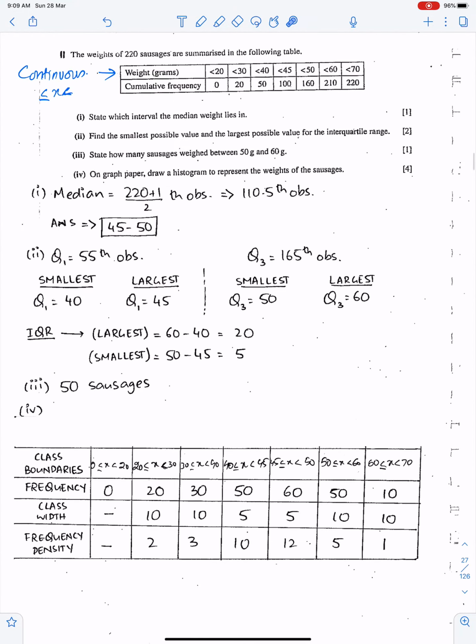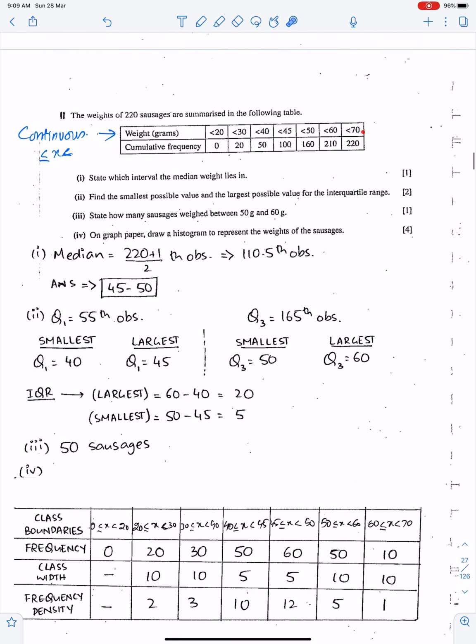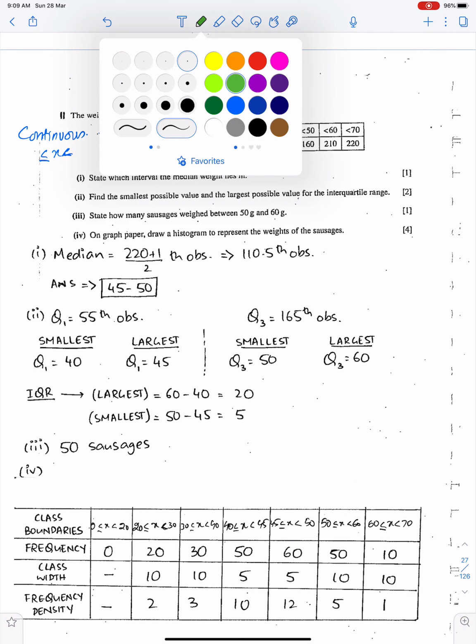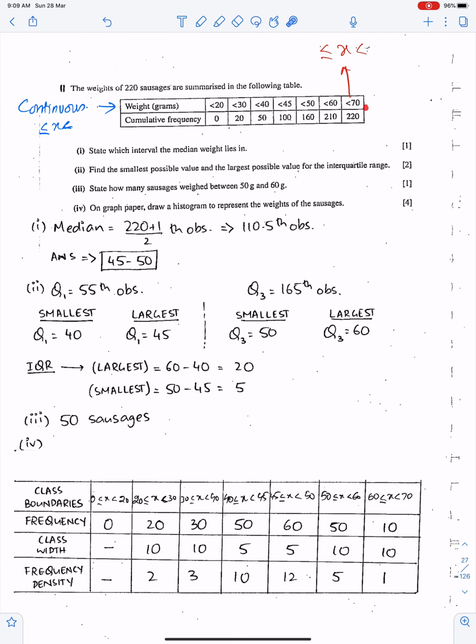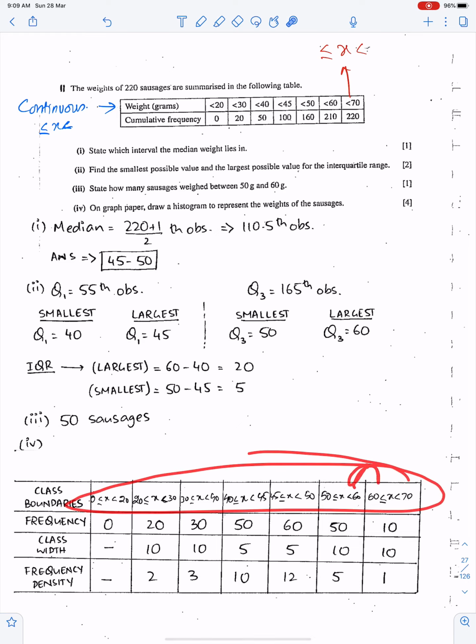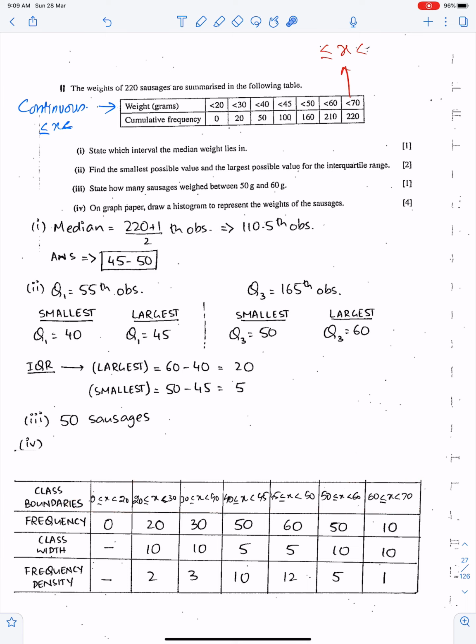Now this data is continuous. Weight in grams, continuous. So you have to go for the inequalities, class boundaries. Since this number is exclusive, use this type of inequality: 70, 60, 60, 50, and so on. And the first number must be 0. So these are the class boundaries because both the numbers are same. Now you can easily draw the histogram.